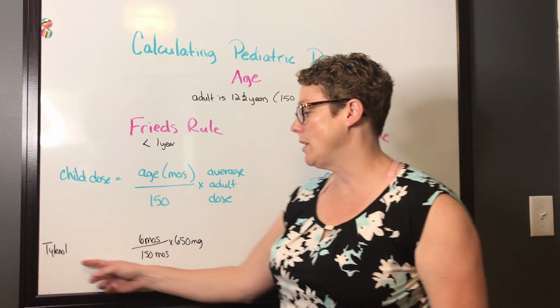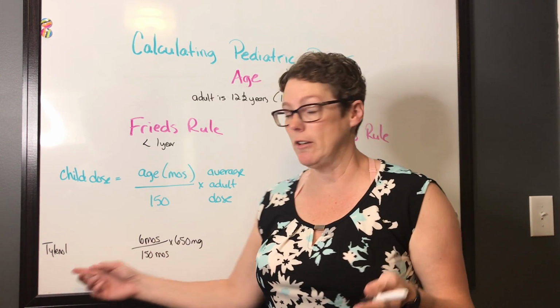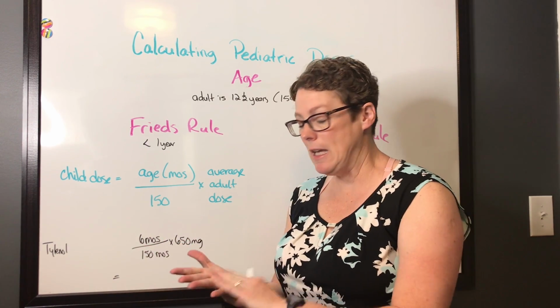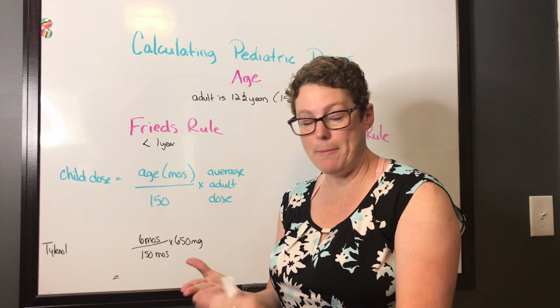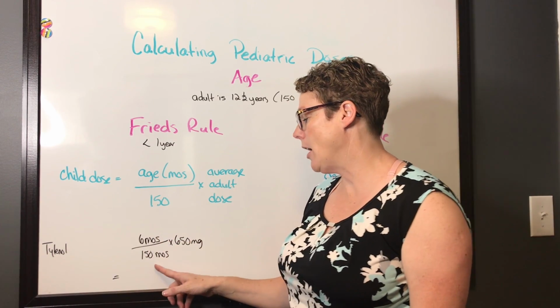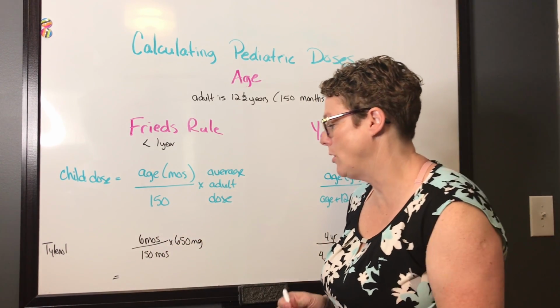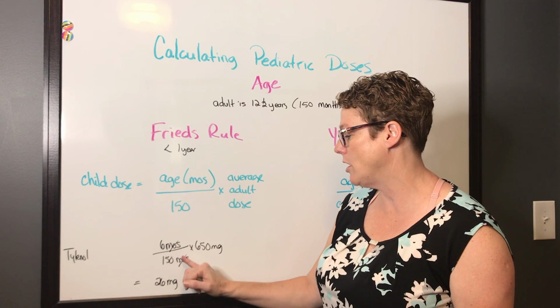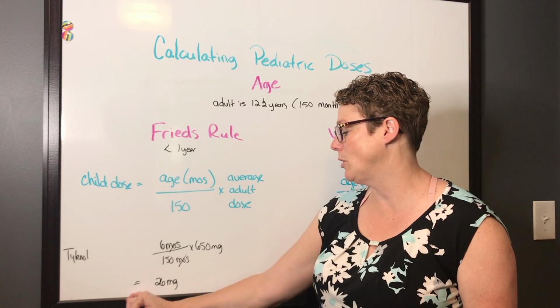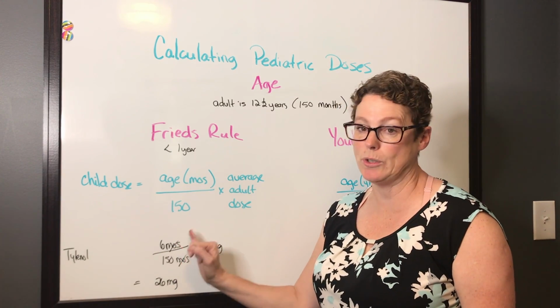So for example, if I want to give Tylenol to my infant, they've got a fever, and they're 6 months old, and I don't have any information on the package insert, I can do a quick calculation. 6 months divided by 150 months times 650 milligrams. When I calculate this all out, my months will cross off. I'm left with milligrams. It means I'm going to give 26 milligrams of Tylenol to a 6-month-old infant.